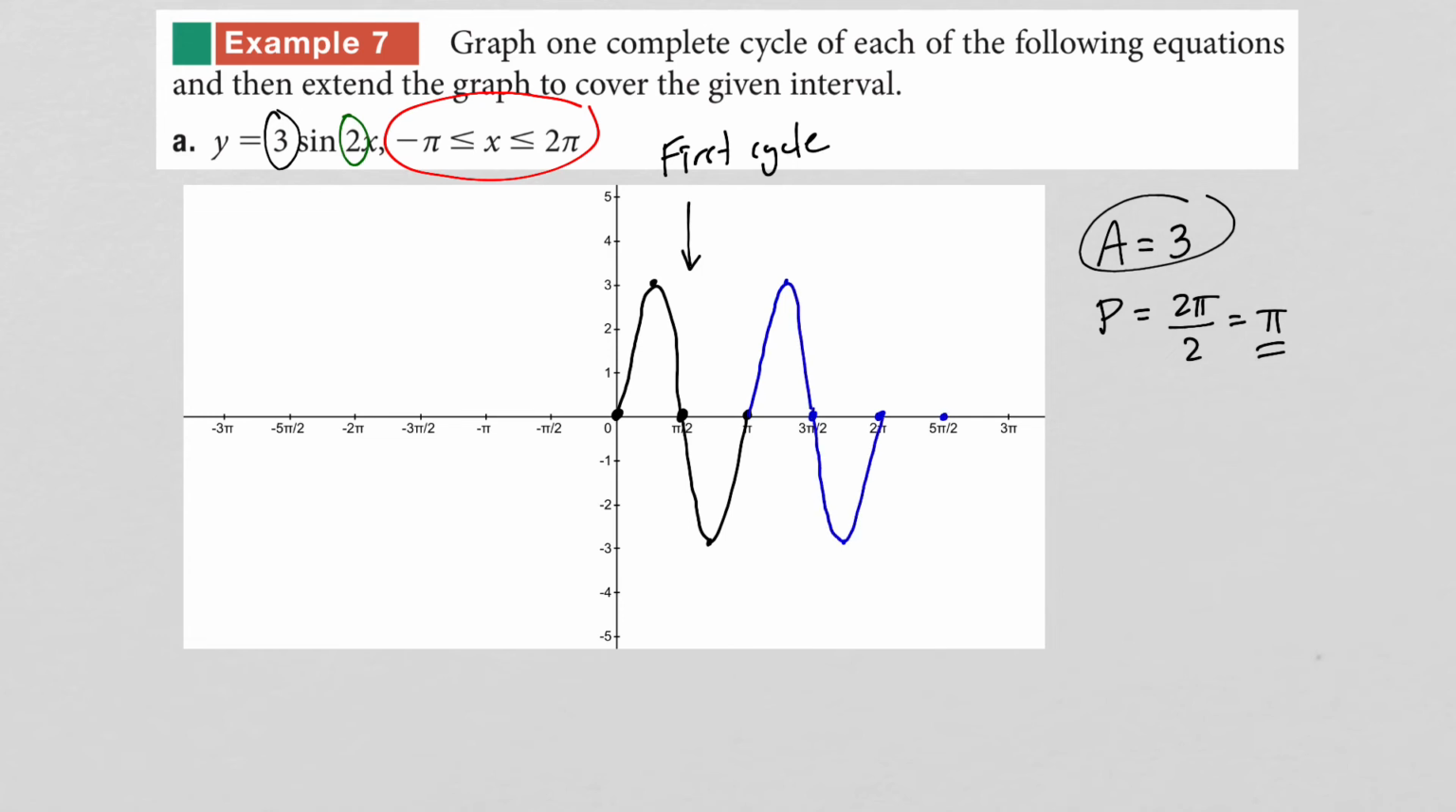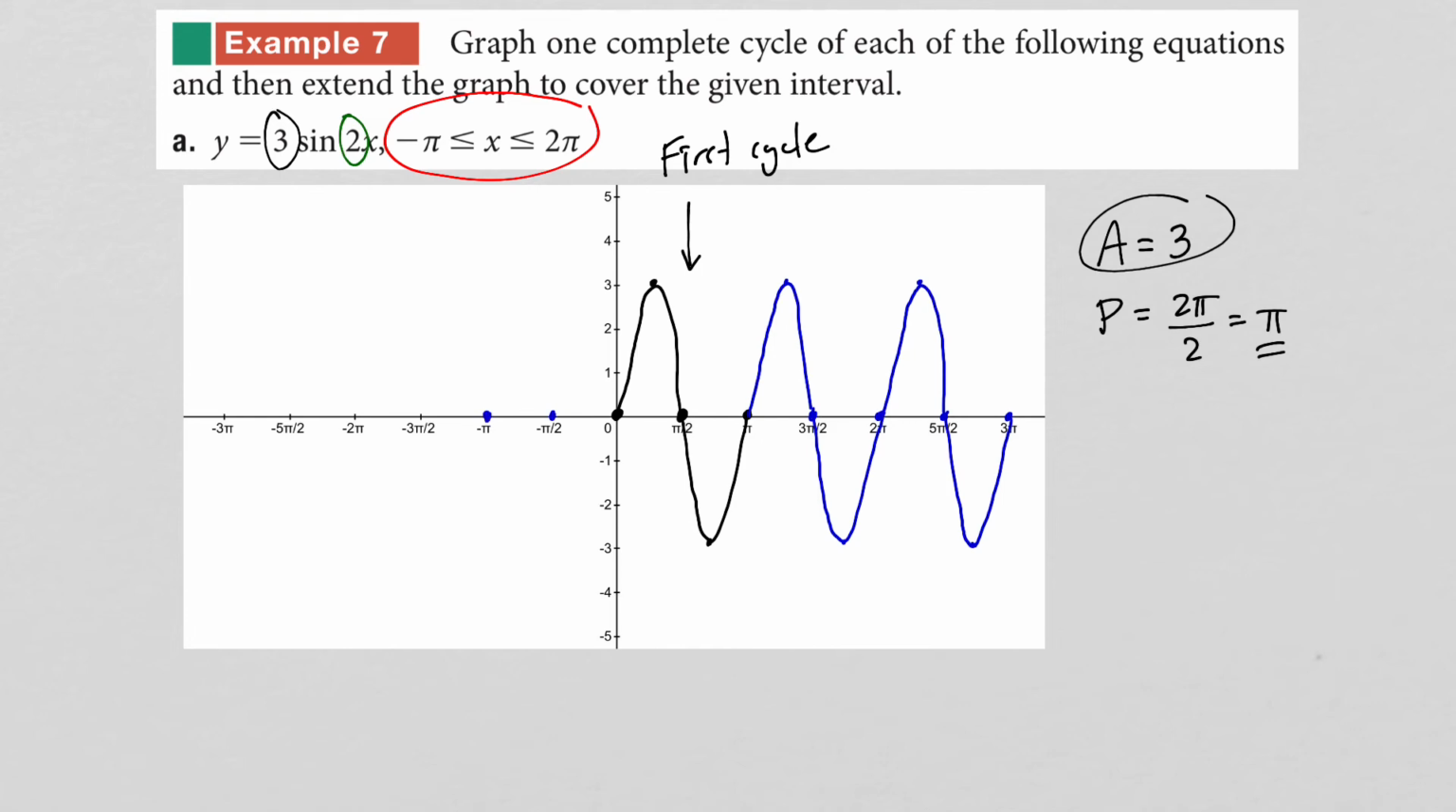And then we'll have a point here and here, and then again a high point here and a low point here. And it goes up, back to the middle, to the bottom, and back to the middle again. And in the other direction, same thing. So another pi units going this way is from 0 to -pi. So we're going to hit here and here.